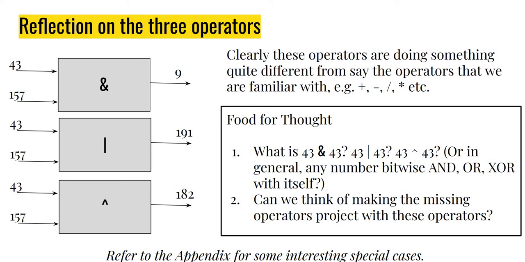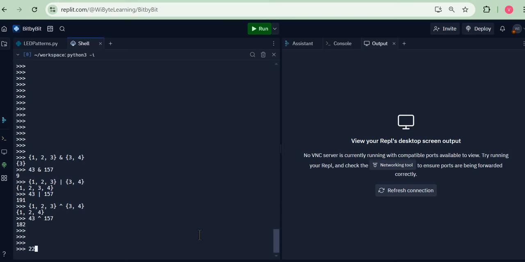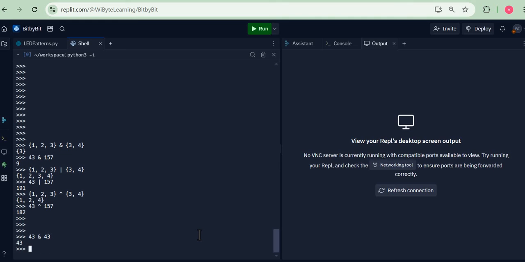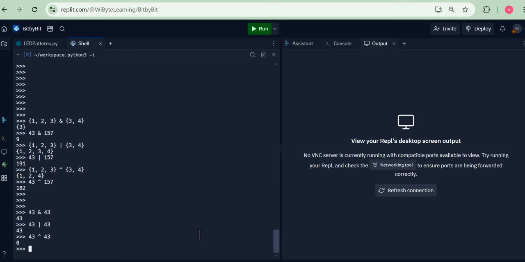I want to just leave you with some food for thought. What do you think will be, for example, 43 AND 43, 43 OR 43, or 43 XOR 43? In general, any number bitwise AND with itself. Let's just see this in action. I'll let you think about this. So let's just take 43. 43 AND 43, well, that is 43. 43 OR 43 is also 43. But if I did 43 XOR 43, that is a 0. Now think about this. Why do you think this is happening?